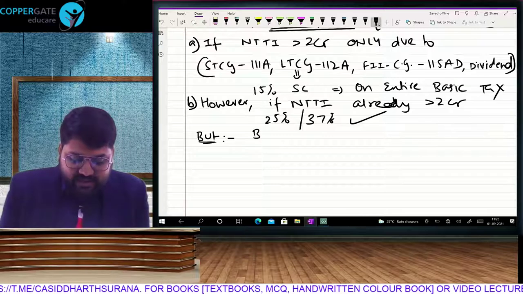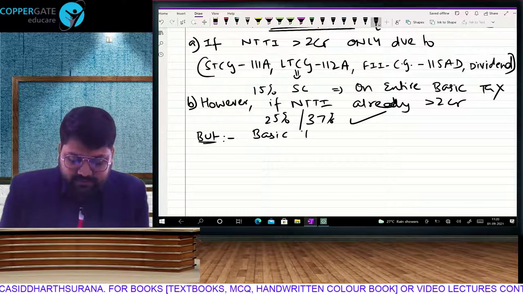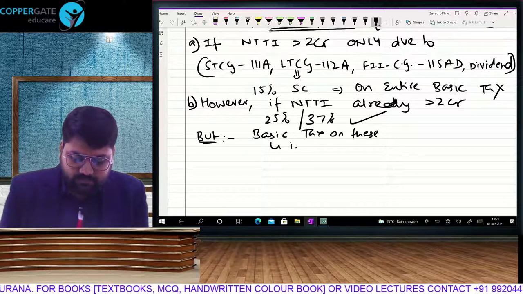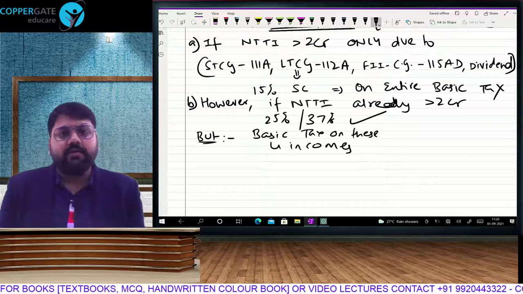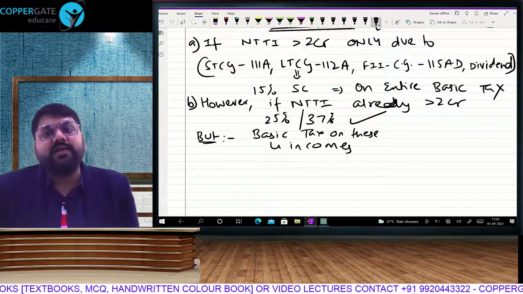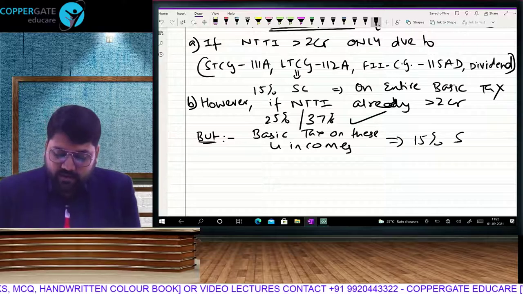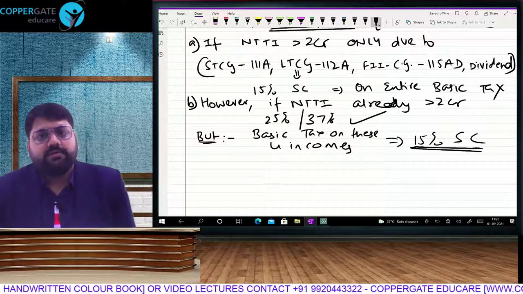Whatever is the basic tax on these four incomes? Which four incomes? 111A, 112A, 115AD and dividend income. That will still be suffering only 15% surcharge.